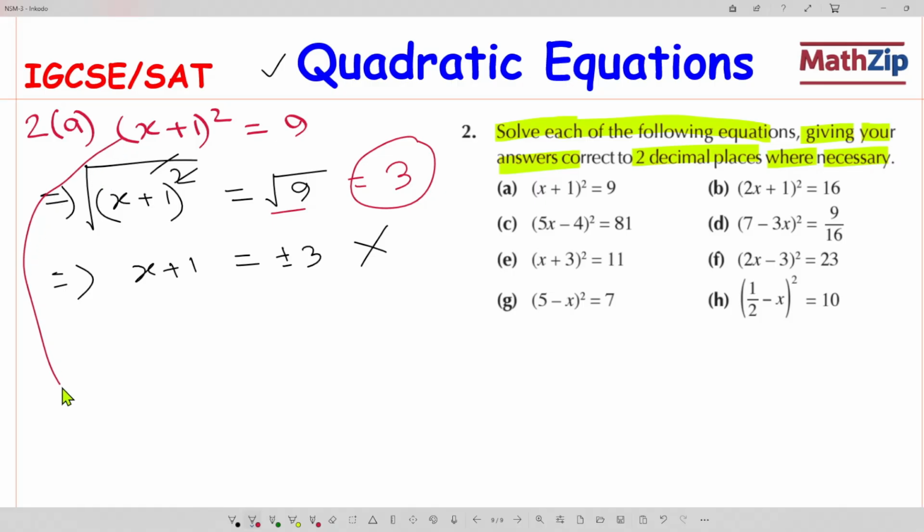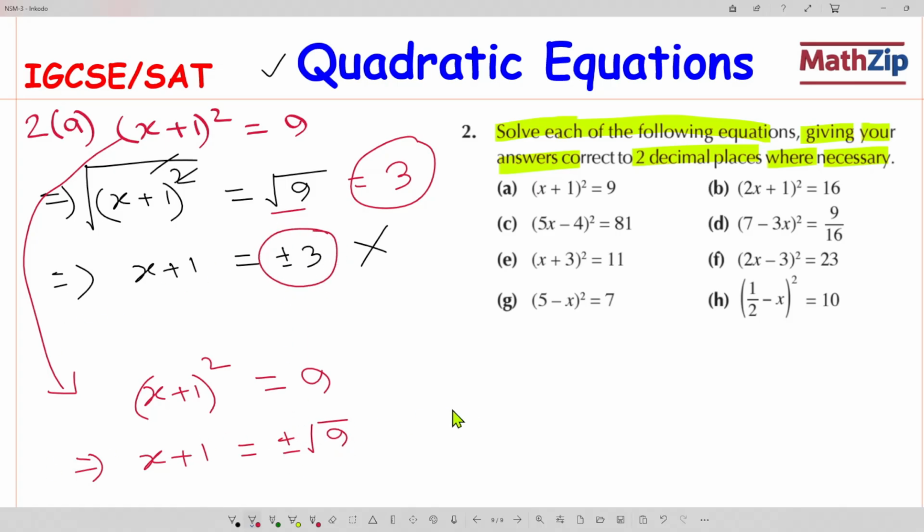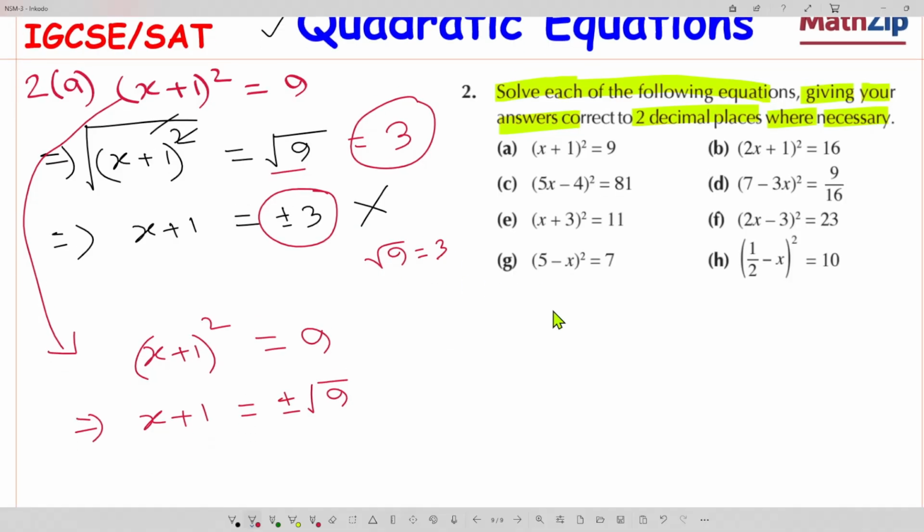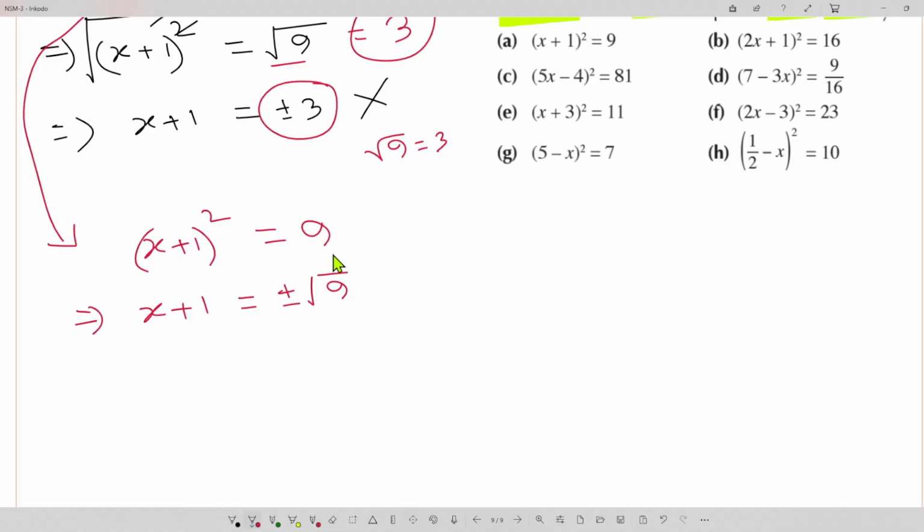So how can we solve this one? Look, (x plus 1) whole square equals 9. Once we take the square root, it will be x plus 1 equals plus minus root 9, not plus minus 3. Root 9 is always 3, not plus minus 3. But once we take the square root of both sides, the 9 becomes plus minus root 9. Okay, it's not the same thing.